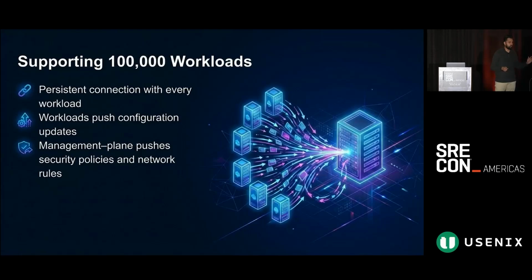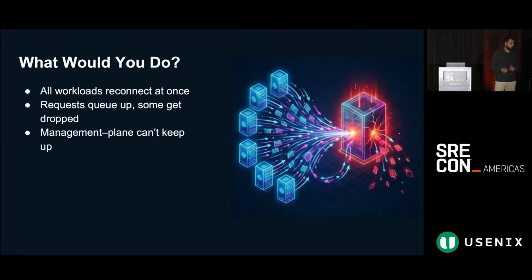So 100,000 workloads, each maintaining a persistent connection and talking to one management plane. Now imagine something happens, a network blip, a cluster restart, a data center power event, and all of the workloads, they try to reconnect at once, and your management plane cannot keep up. What would you do? Well, one answer is you scale up your management plane. You have auto-scaling enabled in it. You let the elastic infrastructure handle the spike.